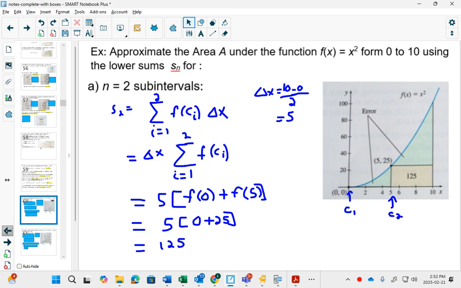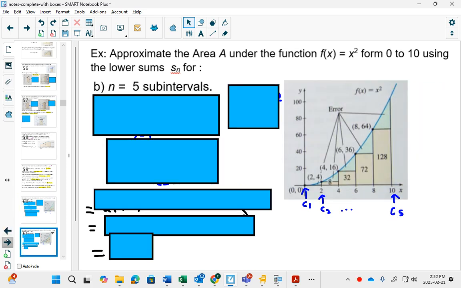So now we're like, well, what if we did 5 subintervals? Can you see that now the width of each of those rectangles is going to be 2? And your lower sum would again always use the left-hand side here.